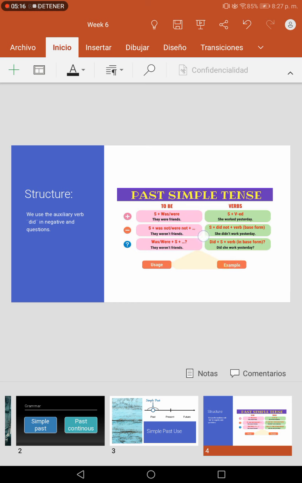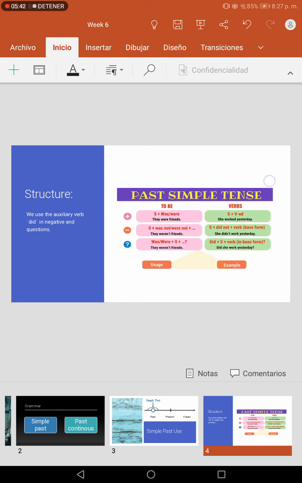Now, for the rest of the verbs, ¿qué pasa con el resto de los verbos en pasado simple? Remember that in simple past, we're going to use the verbs in past form. That means regular and irregular verbs. So be careful first to identify if the verb is regular or irregular. You already know that the regular verbs ends with ed. And the irregular ones, you just need to memorize them. Acuérdense que los verbos se dividen en regulares e irregulares.